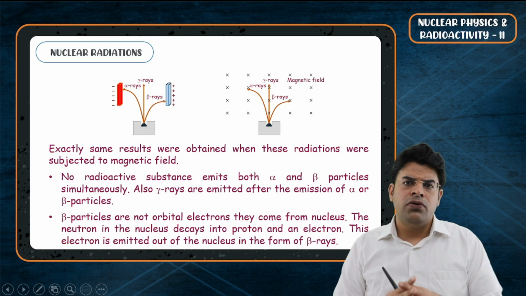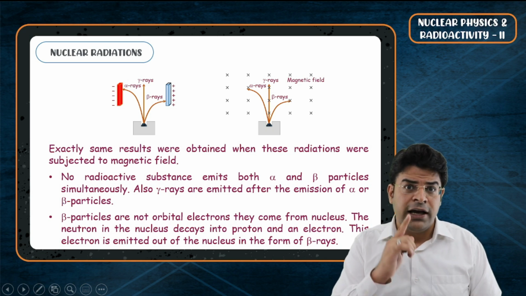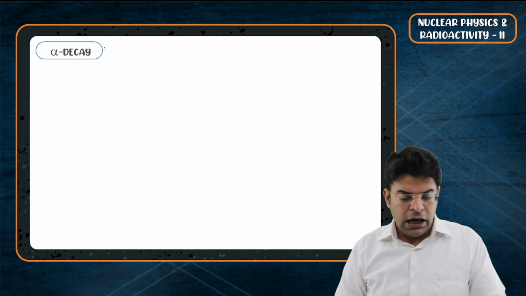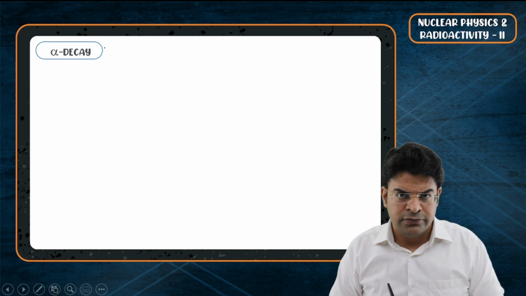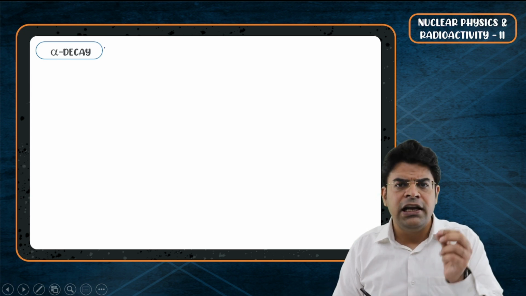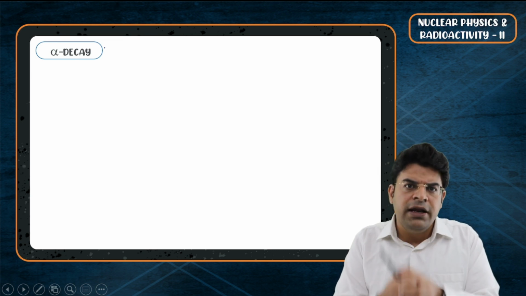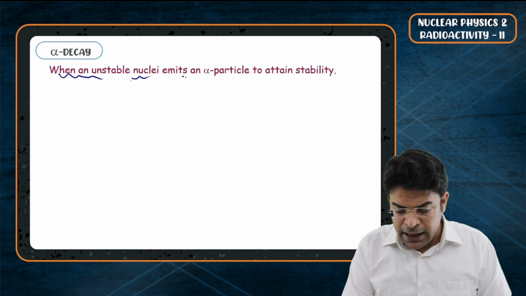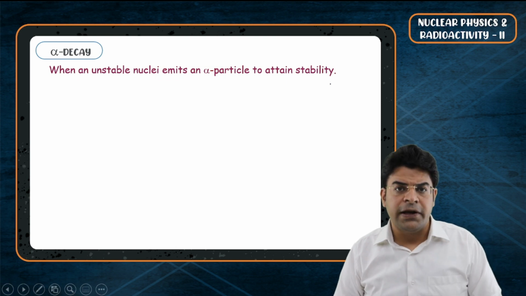So let's now start talking about each type of radiation individually, and the first type of radiation I'm going to talk about is called alpha decay. Alpha decay means that an alpha particle comes out of the nucleus. What is an alpha particle? Nothing but a helium nucleus. 2 protons and 2 neutrons clubbed together form an alpha particle. So when an unstable nucleus emits an alpha particle to attain stability, that's called alpha decay.